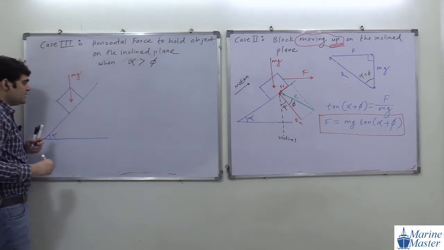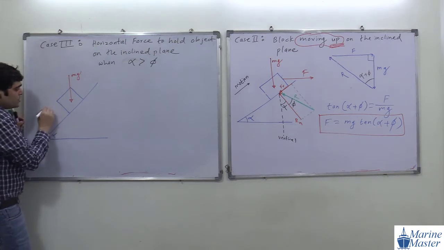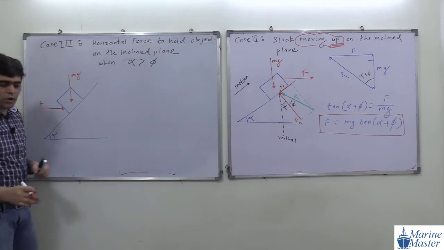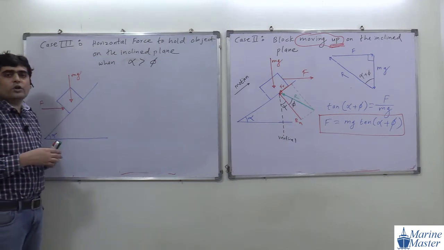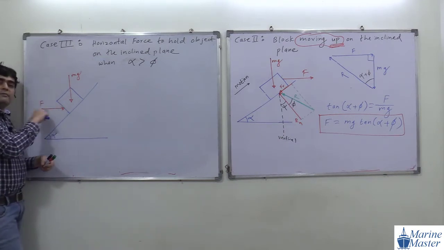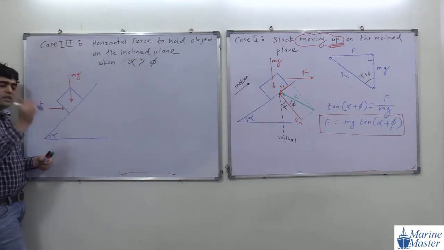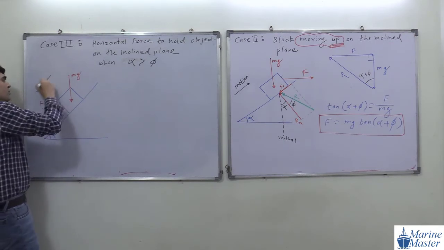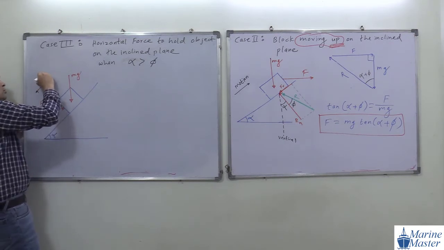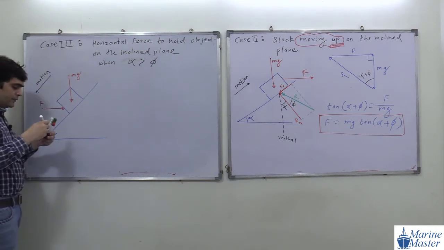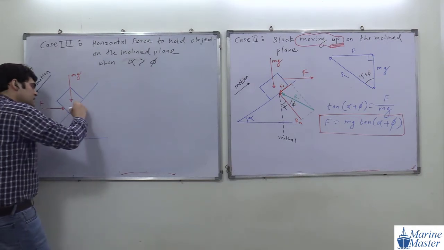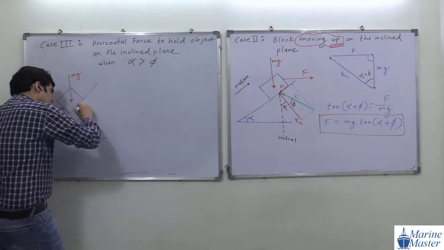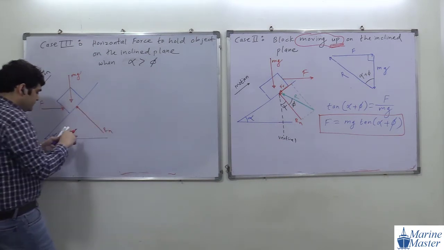Then we are applying a horizontal force F to hold the block. Now the object will try to go down, so the motion is downward. Then there will be a normal reaction here. Try to see the scenario, this will be the normal reaction.